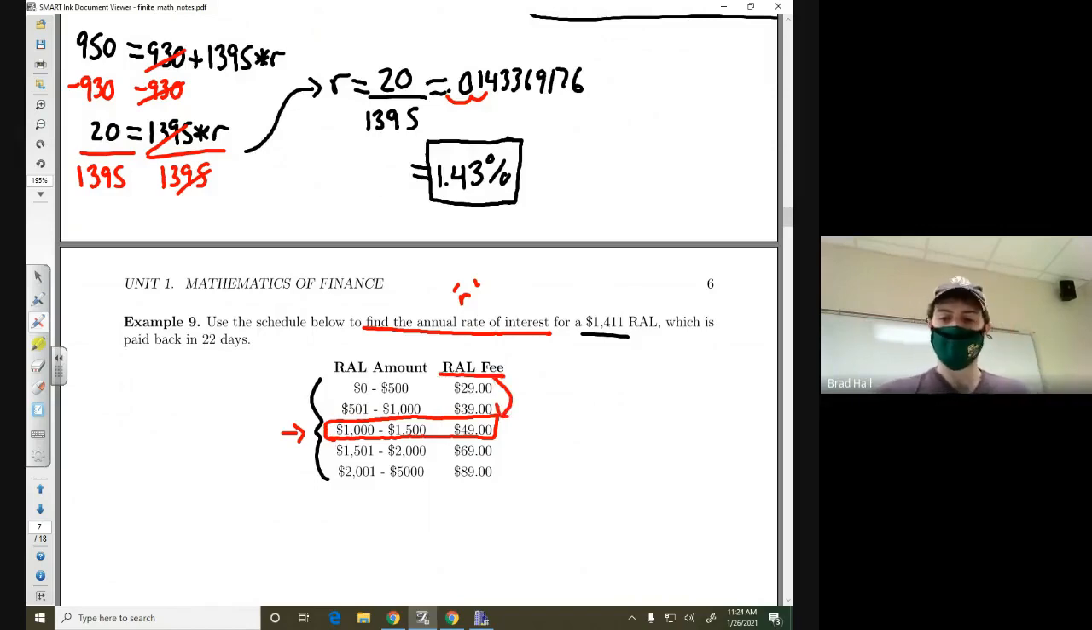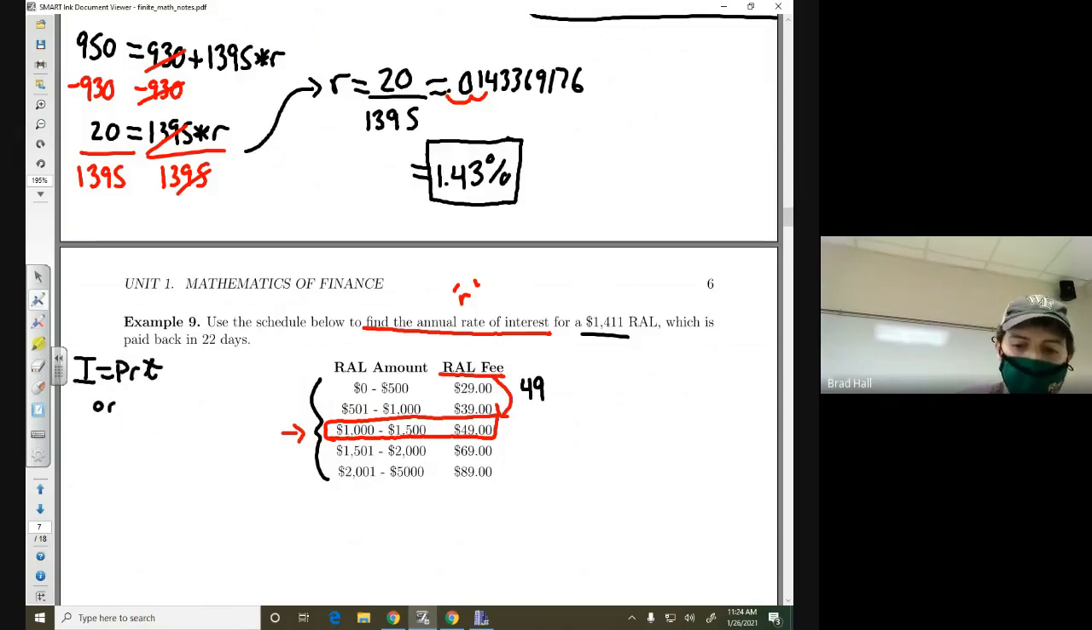The fee is $49. So now we know the fee is $49. The loan we borrowed was $1,411. The time is 22 days. We'll convert that later. So out of the two formulas we know, I is equal to PRT, or A is equal to P plus P times R times T. Which one of these are we going to use?